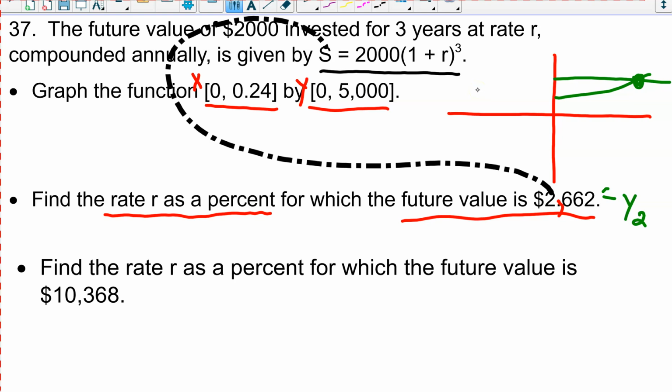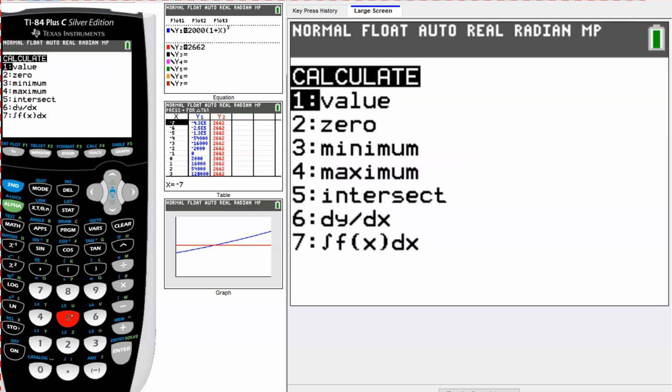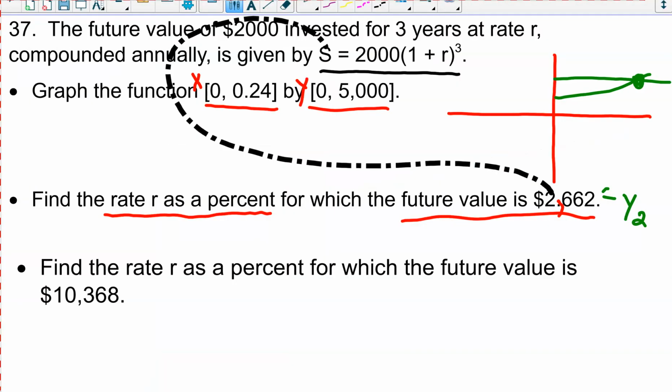And then it says we need to find the intersection, right? We need to find that. So I'm going to go back here and I'm going to calculate the intersection, number 5. I'm going to just push enter because it hops by itself. So the intersection is 0.1 and 2,662.